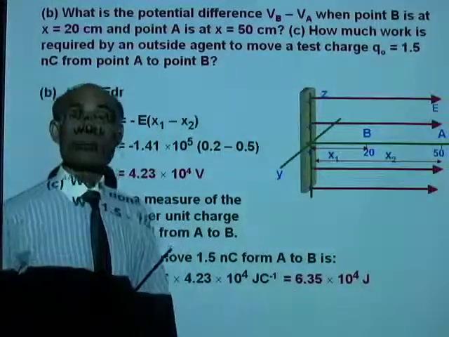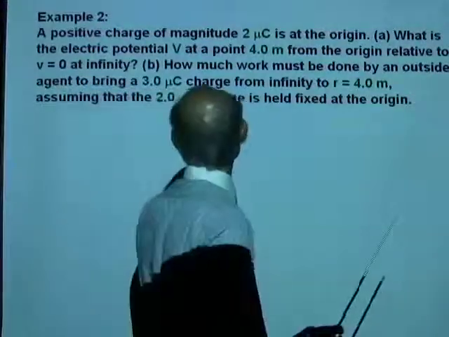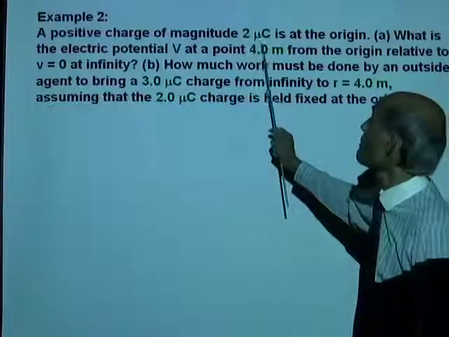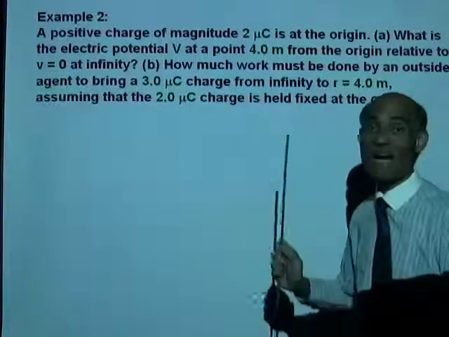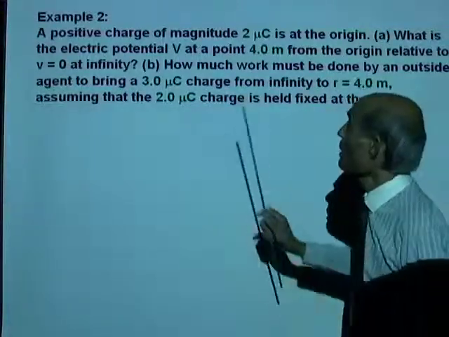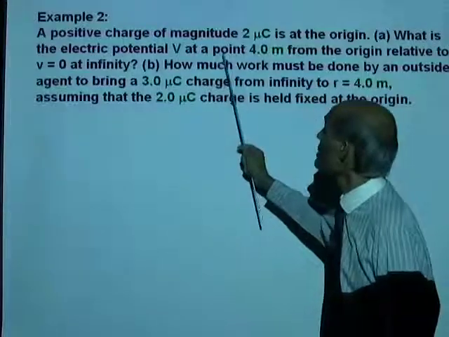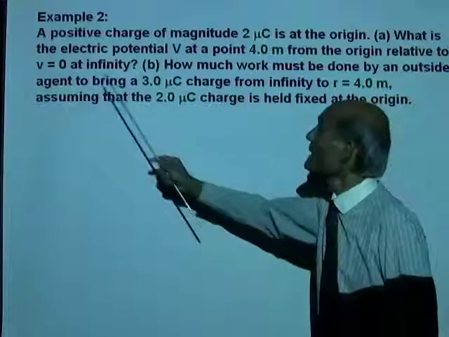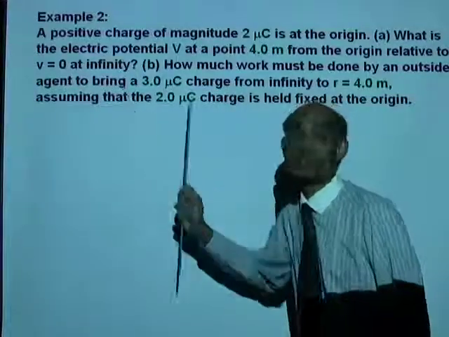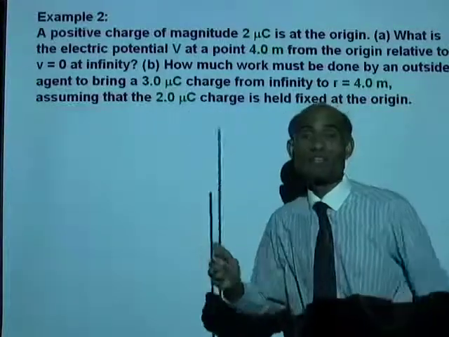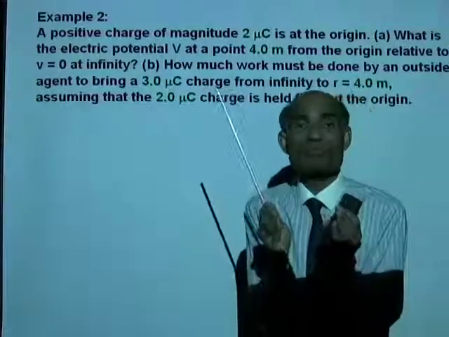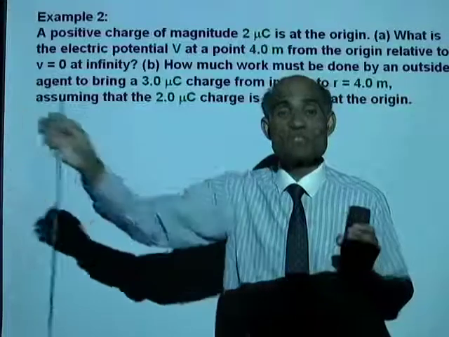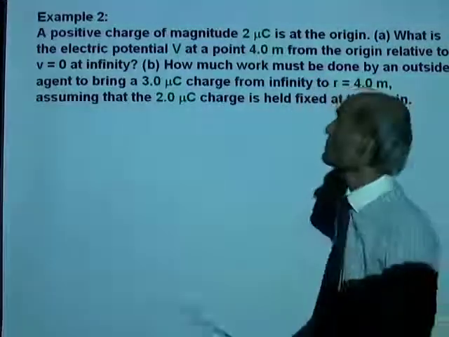Okay, let's look at another problem. A positive charge of magnitude 2 microcoulomb is at the origin. What is the electric potential V at a point 4 meter from the origin relative to V equal to 0 at infinity? That is the guideline that we have been following. The electric potential at an infinite distance from a charge is 0.